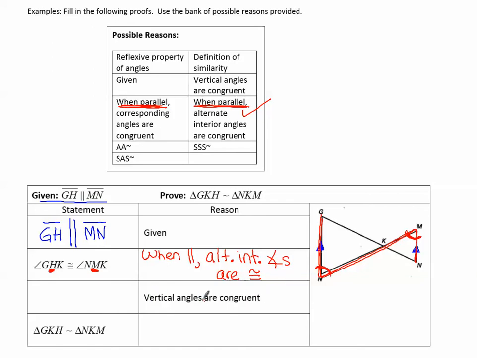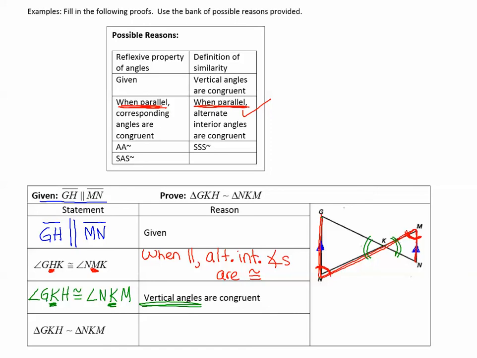Next, I'm given the reason to use: vertical angles are congruent. Where are the vertical angles? Here and here. So I will say angle GKH, which looks very similar to that, but it's in a different order because K is where I put the congruent mark, is congruent to angle NKM. K is where I put the congruent mark, so K should be in the middle for both.